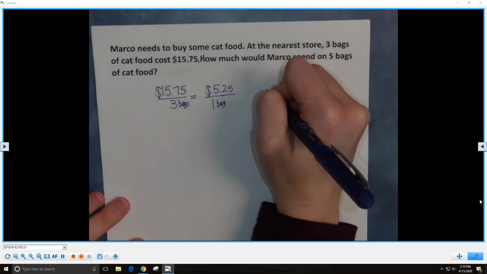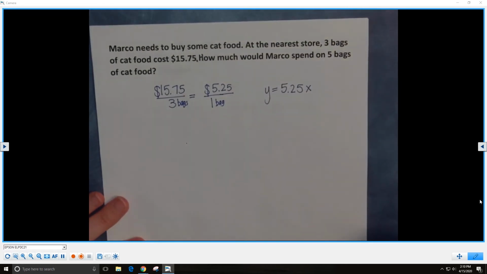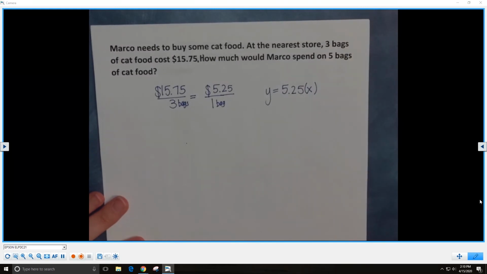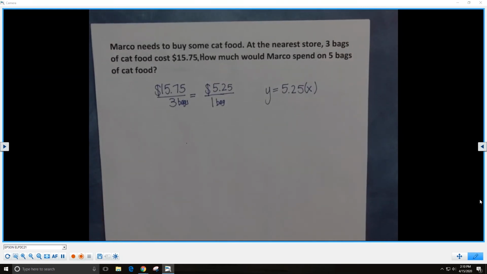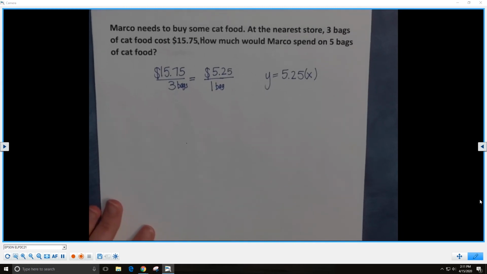Okay, so does your equation look like that? Awesome. You could have parentheses around x if you would like to. So $5.25 is that unit rate or the constant of proportionality. So if Marco needs to purchase 5 bags of cat food, then which variable are we substituting the 5 for, the x variable or for the y variable? Hope you said for the x variable, we're going to substitute 5 in place of x. So go ahead and do that now to figure out how much Marco would need to pay for 5 bags of cat food.